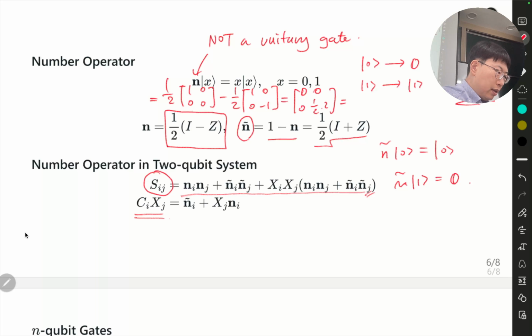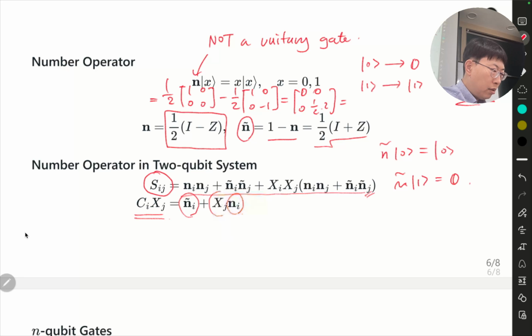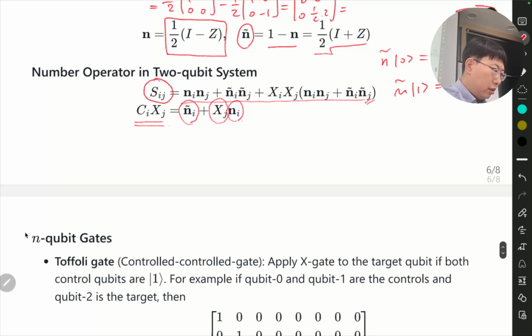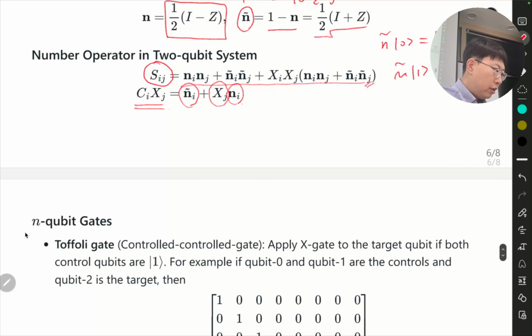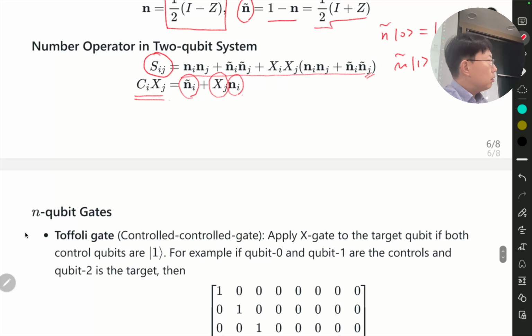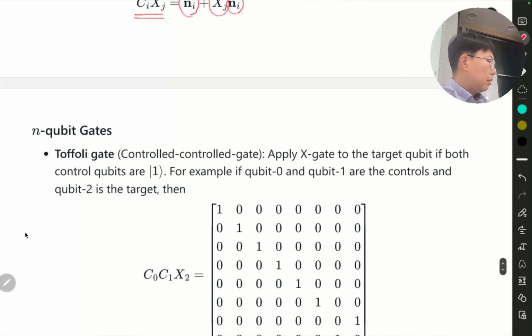So first you take the tilde on I, which is the controlled qubit, and then you also take the I's qubit and then take the number operator and then apply the X gate on J's qubit, which is the target qubit. So that's one way you can represent your 2-qubit state. And there are more types of gate.